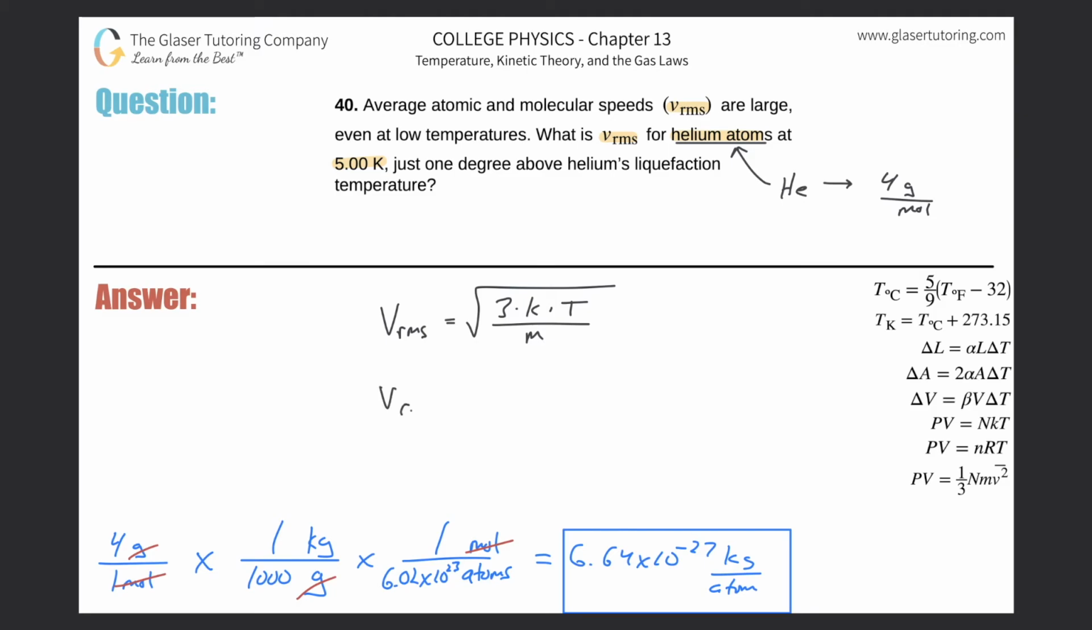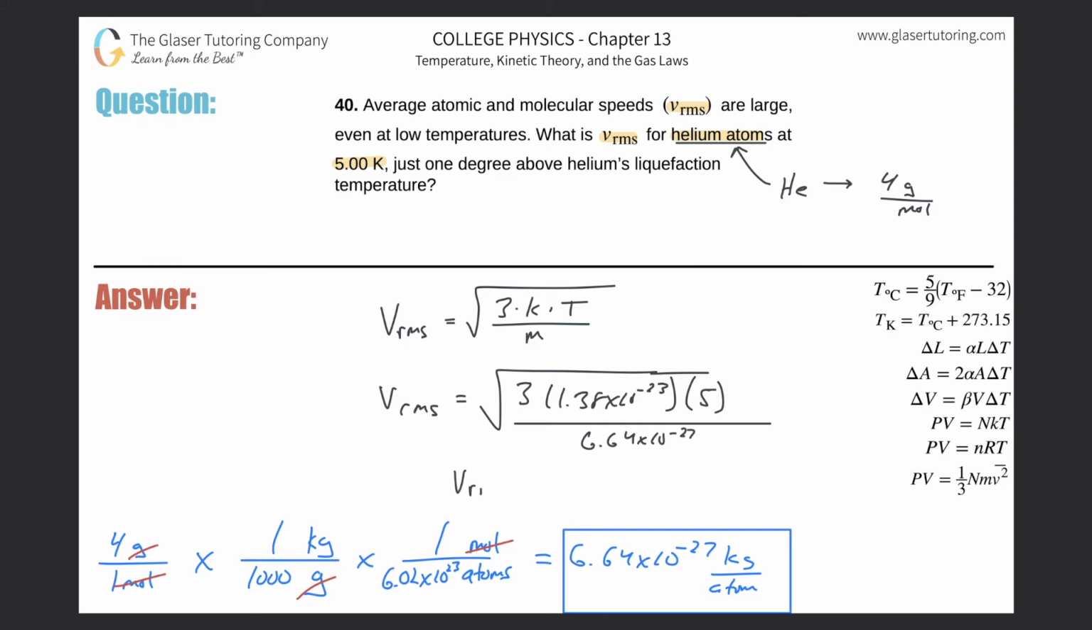So the root mean square velocity, V sub RMS, is going to be the square root. I'm looking at the 3 over here and thinking cube, but it has nothing to do with that. It's a square root of 3 multiplied by the Boltzmann constant, 1.38 times 10 to the minus 23rd, and then multiplied by the temperature of 5 Kelvin, all divided by the mass, 6.64 times 10 to the minus 27th.